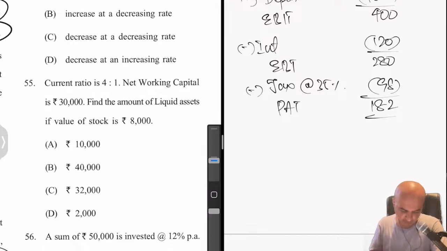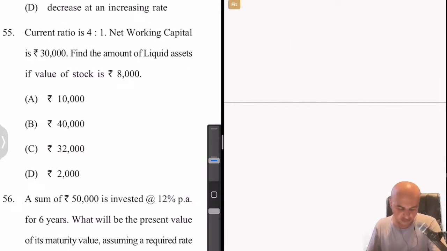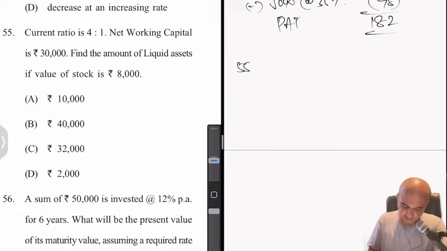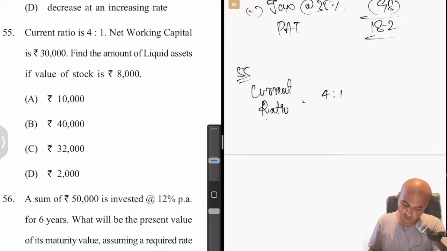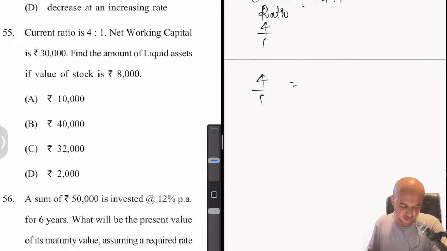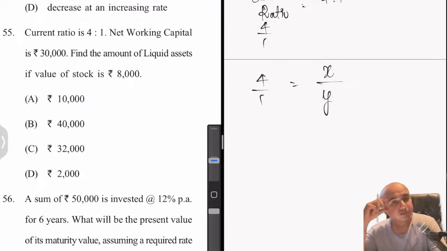Question number 55. Current ratio is 4:1, net working capital is 30,000. Find the amount of liquid assets if stock is 8,000. Again a ratio analysis problem. First of all, let me write down the formula. Current ratio, 4:1 they say, or 4/1. What is current ratio? Current assets by current liabilities. In this case, current assets we do not know, current liabilities also we do not know.